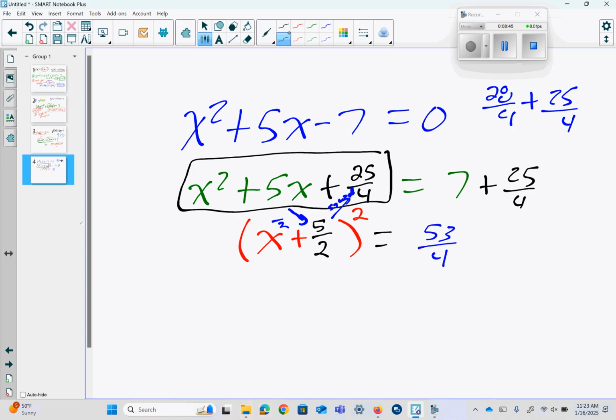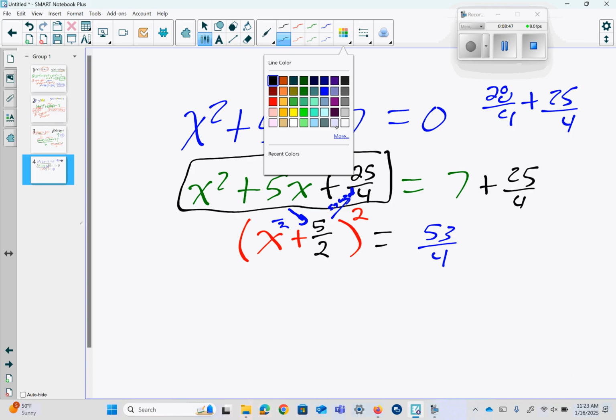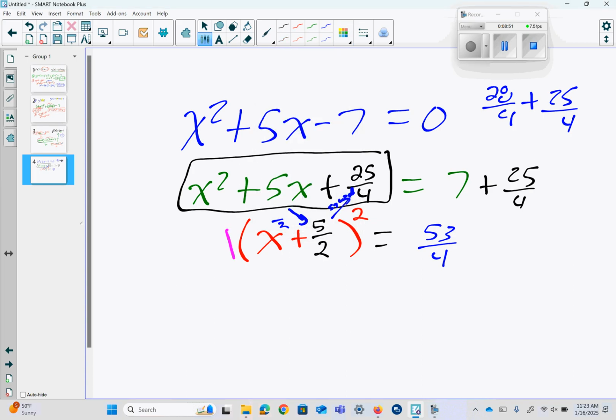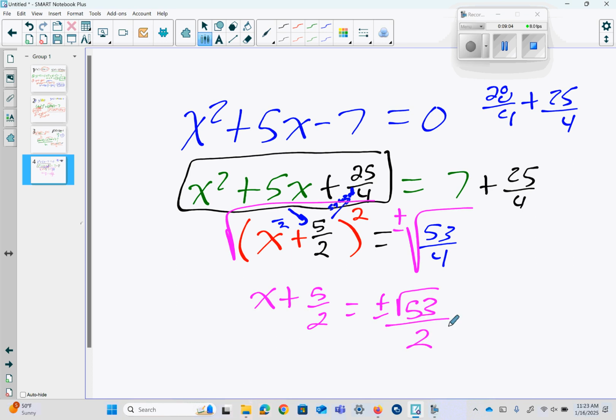And then you have to remember the root. Let's get a nice color. Ooh, let's go with hot pink. All right, root. Don't forget plus minus. Then you get x plus 5 over 2 equals plus or minus the square root of 53 over the square root of 4, which is 2. So you no longer have a radical on bottom. So your answer comes out to negative 5 plus or minus root 53 all over 2.